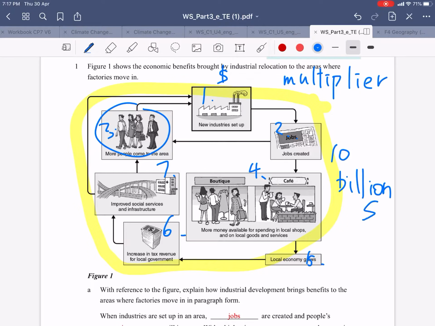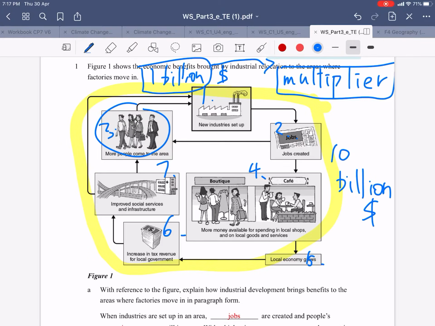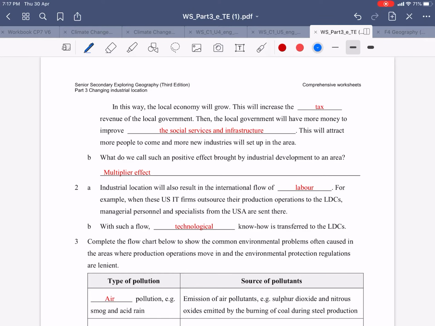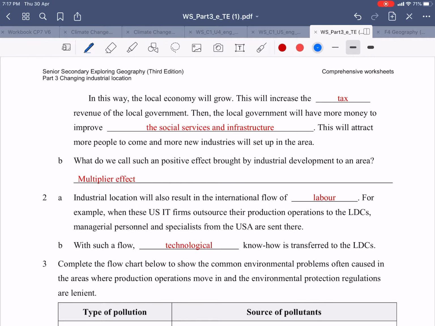Okay, so this economy is increasing by 10 or several times. So accordingly, this one we will call a multiplier. Okay, multiplier effect. Okay, I've explained the whole thing.